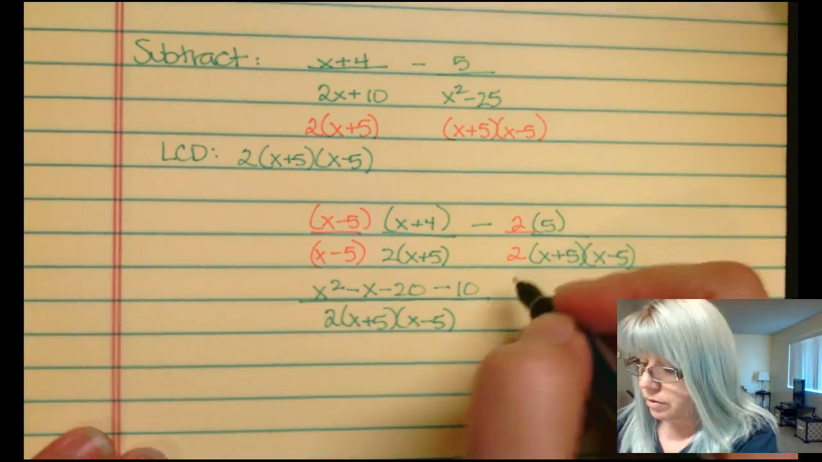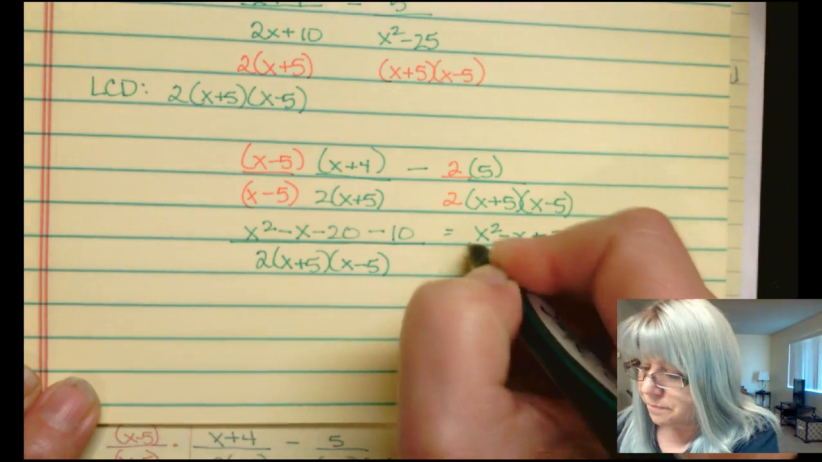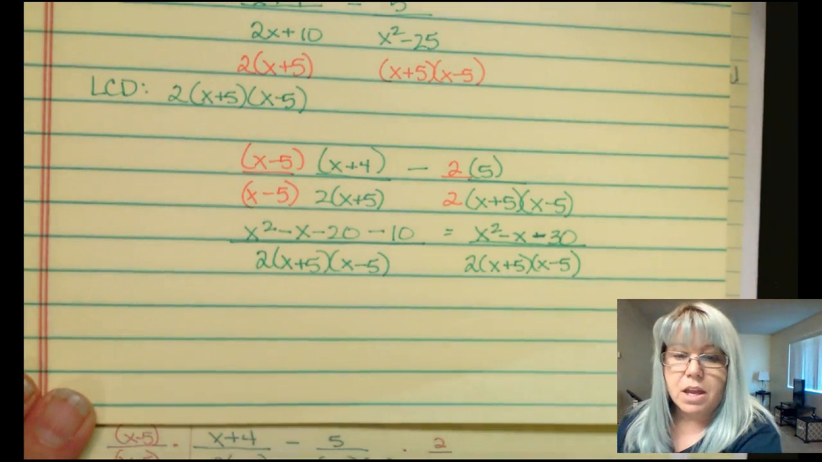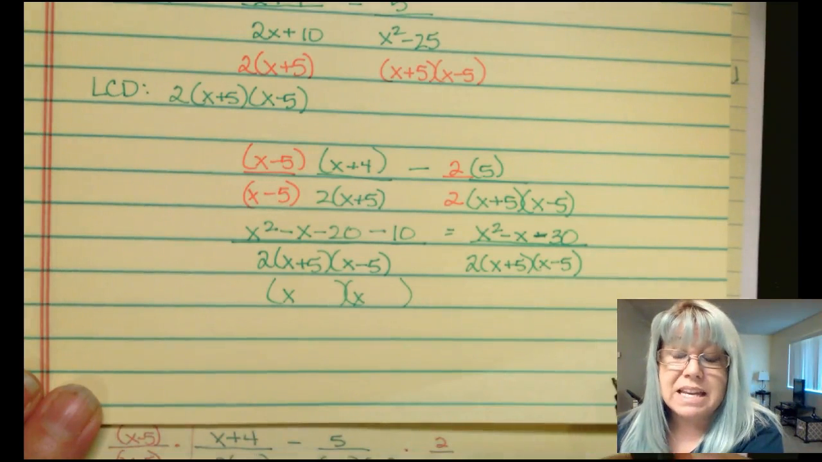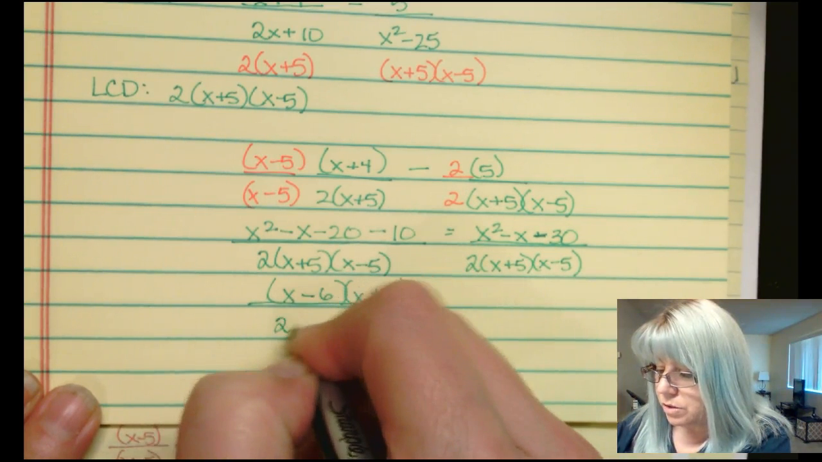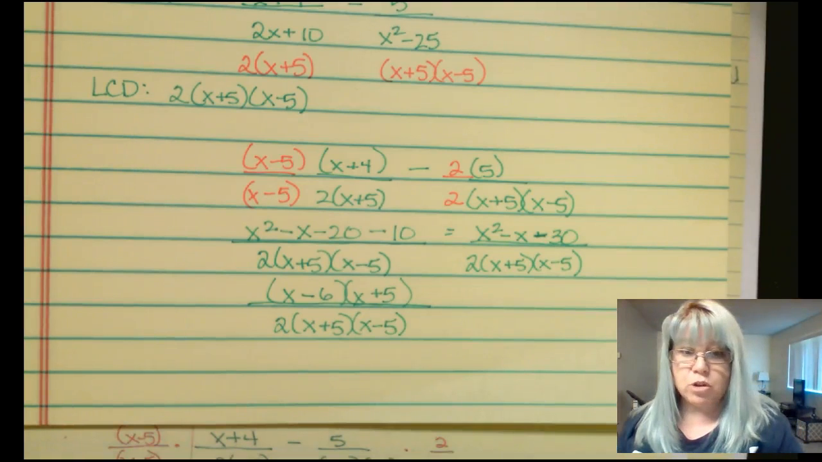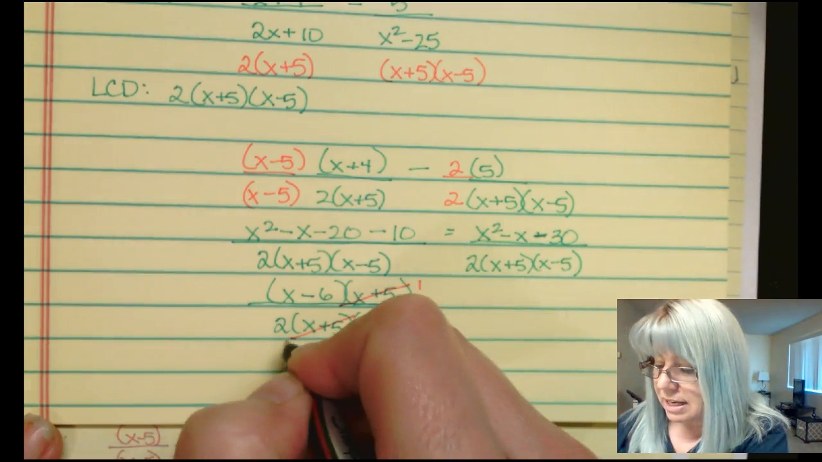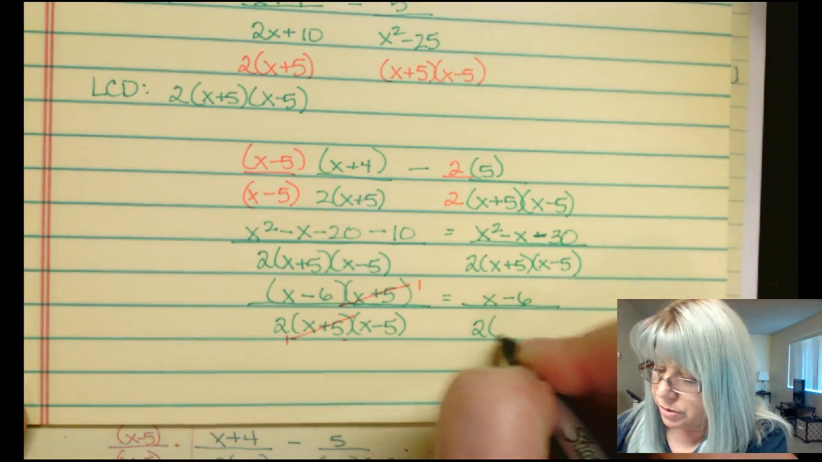Let's simplify the numerator. x squared minus x minus 30, all over 2, x plus 5, x minus 5. Let's see if we can factor that numerator. x and x, two numbers that multiply to negative 30 but add to negative 1. How about negative 6 but plus 5, all over 2, x plus 5, x minus 5. Now we see, is there anything in common with the numerator and denominator? Yes. x plus 5 goes into x plus 5 once. We are left with x minus 6 all over 2 times x minus 5.